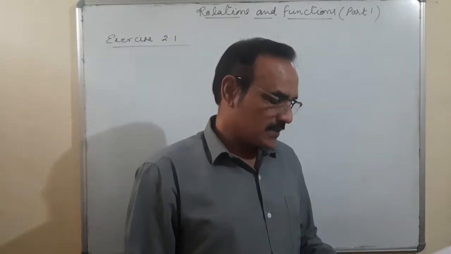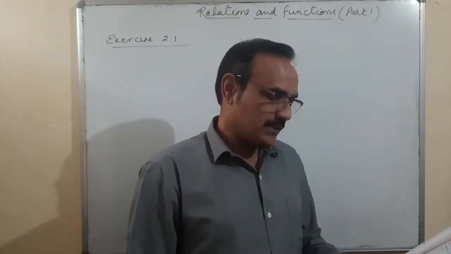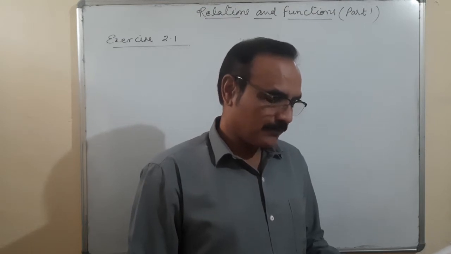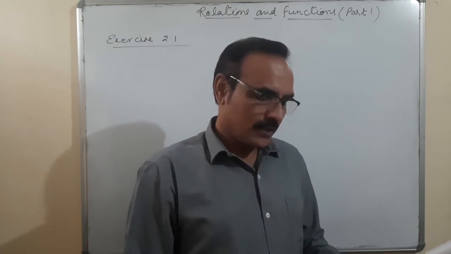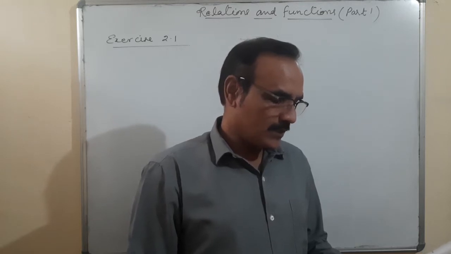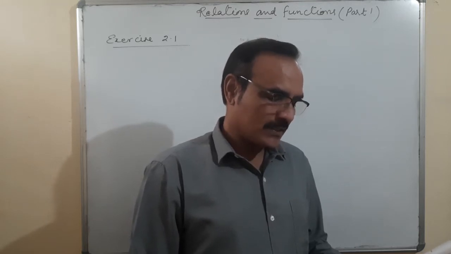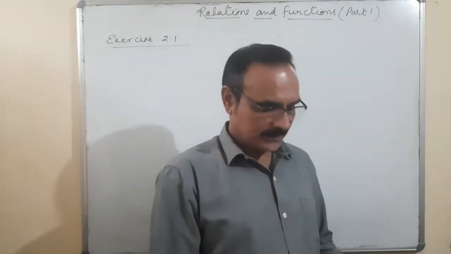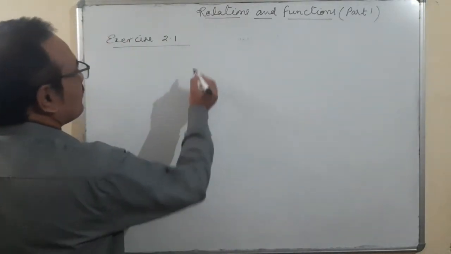Question number 9 is given: let A and B be two sets such that n(A) is equal to 3 and n(B) is equal to 2. If (x,1), (y,2), (z,1) are in A cross B, then find A and B where x, y, z are distinct elements. This is the question I am taking. Ninth one.